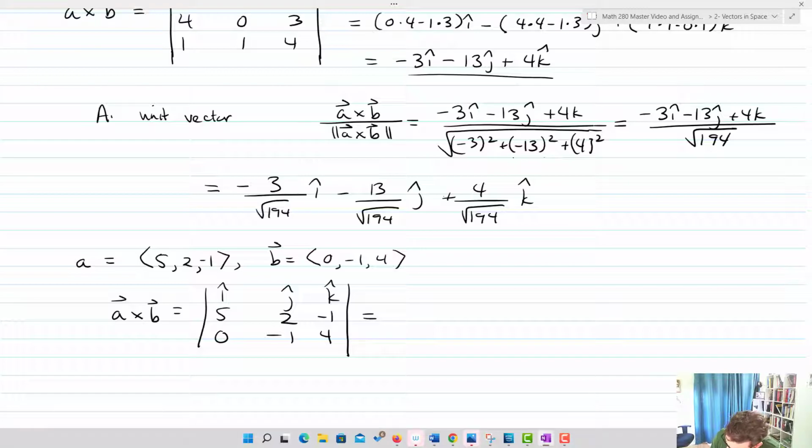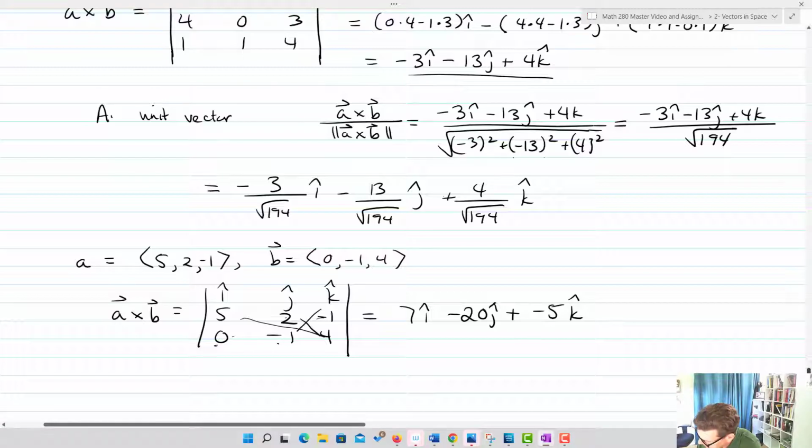And so this is going to be 2 times 4, 8, minus 1, so 7i, plus, and then this will be 20 minus 0, so actually minus 20j, plus, and then this will be negative 5 minus 0, so that's negative 5k. And that is A cross B.